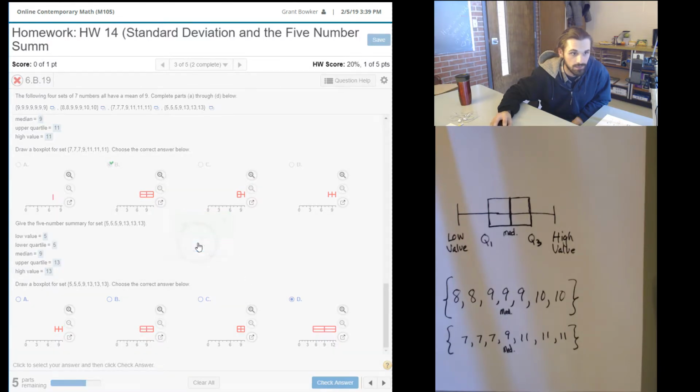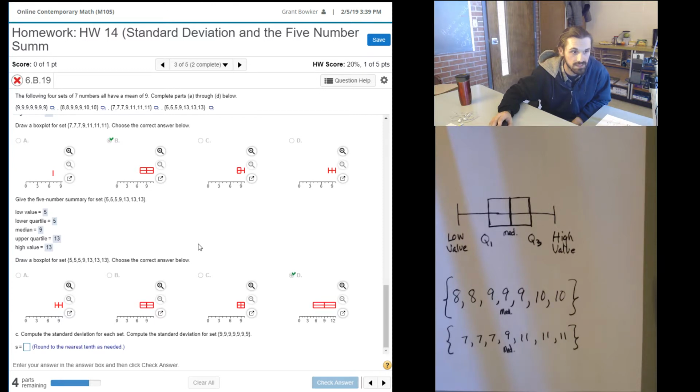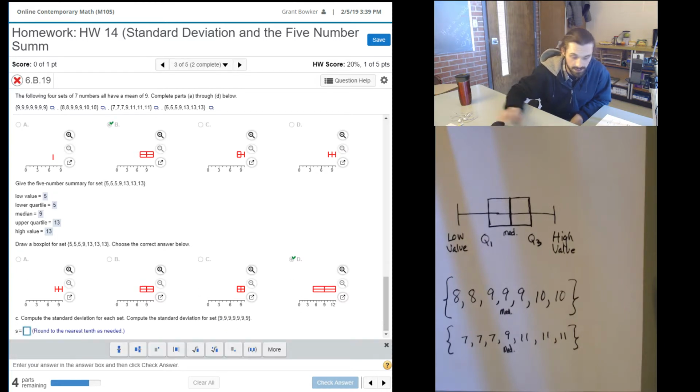All right. So compute the standard deviation for each set. Compute the standard deviation for this. Well, notice this is a constant set of 9, so the data values do not deviate. So the standard deviation is going to be 0.